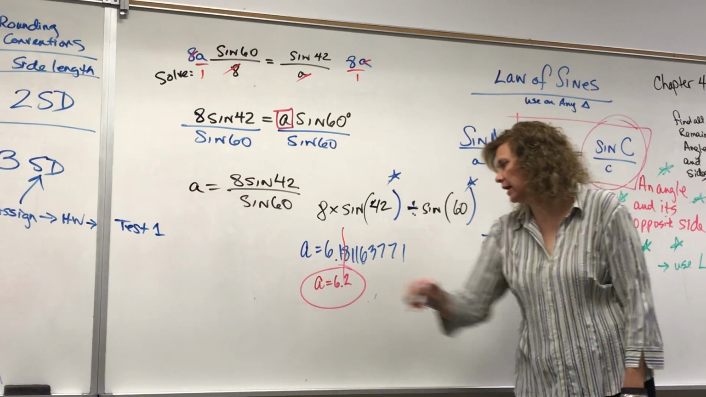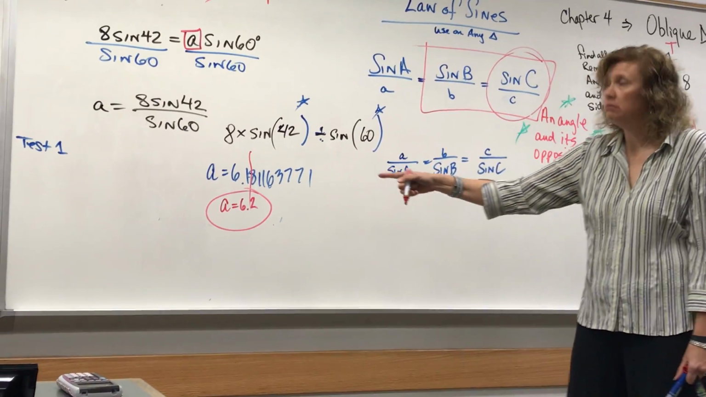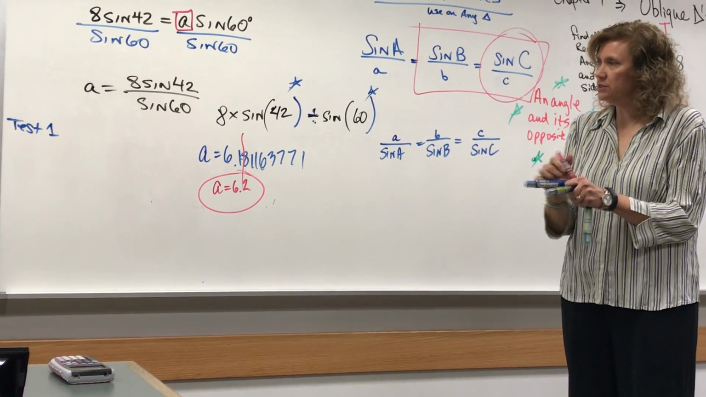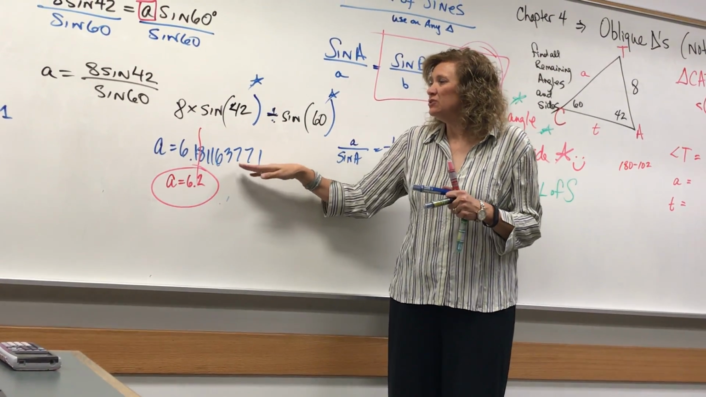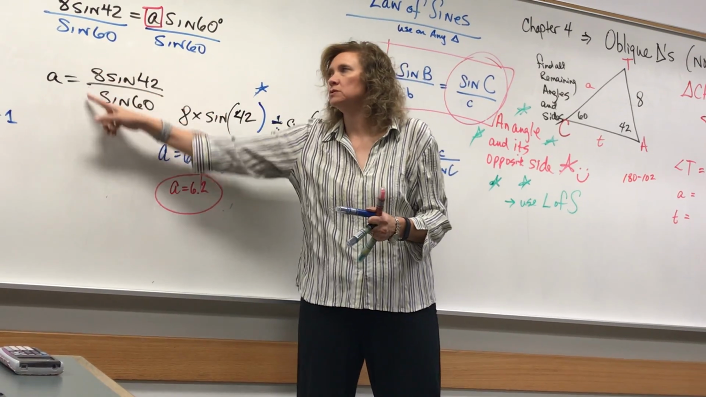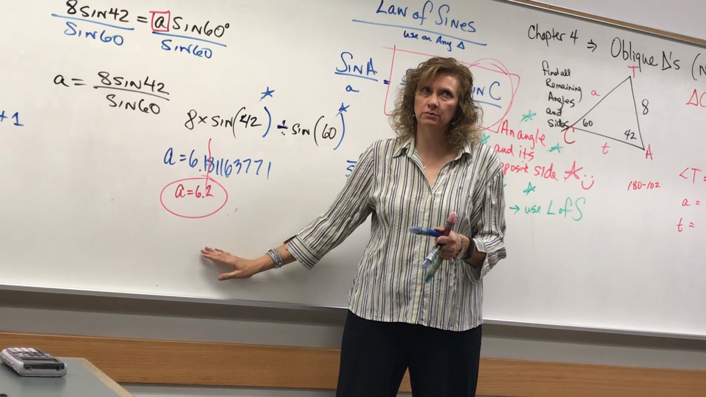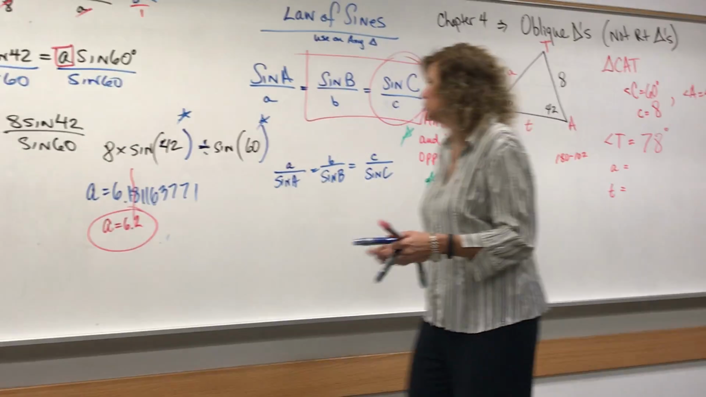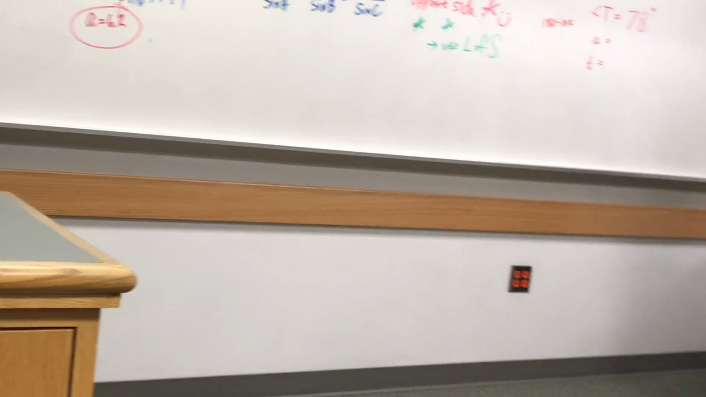The only problem is we don't actually have to use side A in the rest of the problem, so that's good. If you needed to use side A, it's going to be better to use the unrounded answer rather than your rounded answers. It's not so hot to round in the middle of a problem. So side A is 6.2.